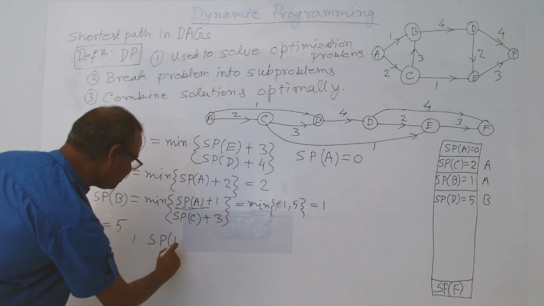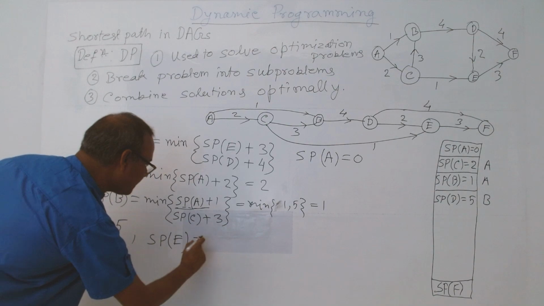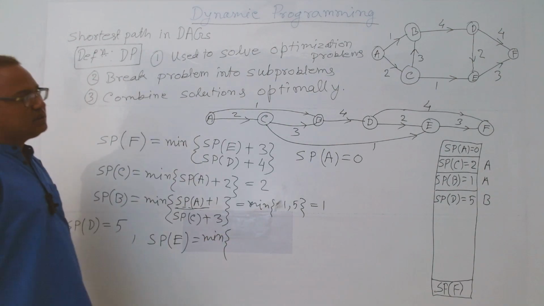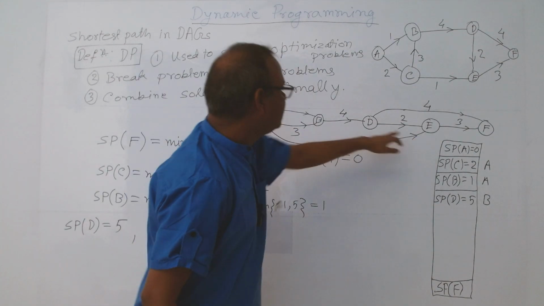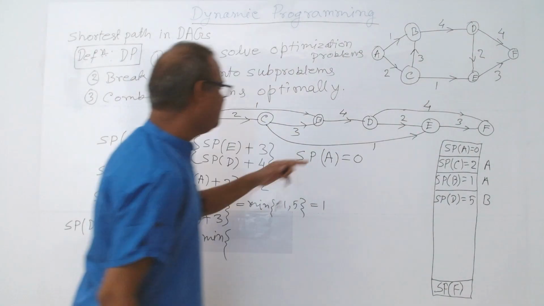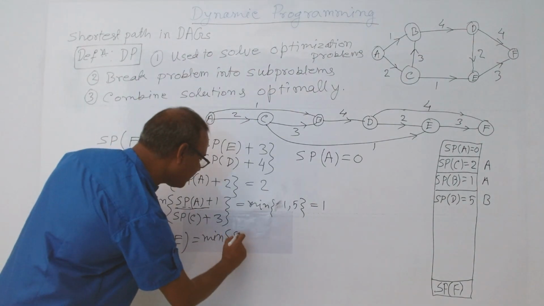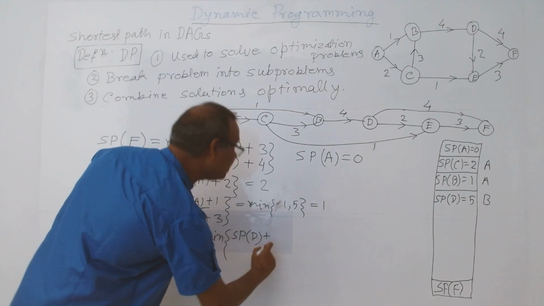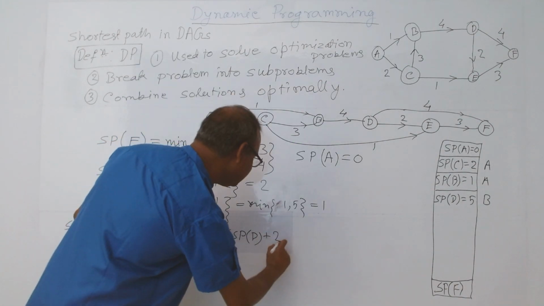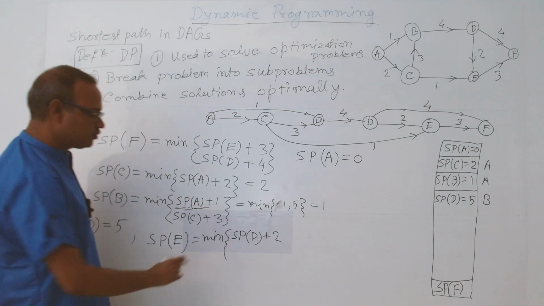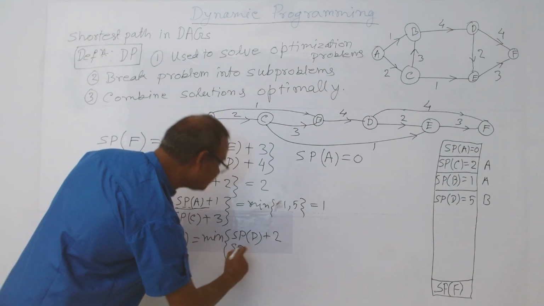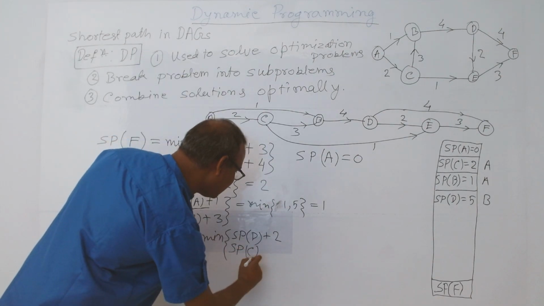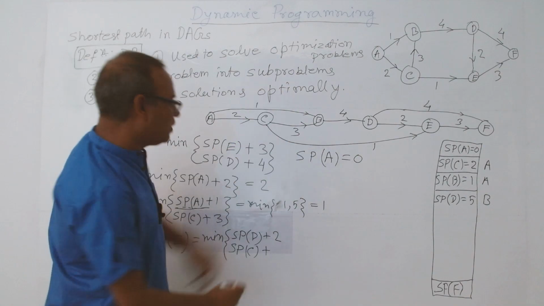Now we have to compute E, minimum of. We have two options for reaching E. It may be from D or it may be from C. So SP D plus, if we reach from D, the last edge is cost 2. If we reach from C, then the last edge is cost 1.